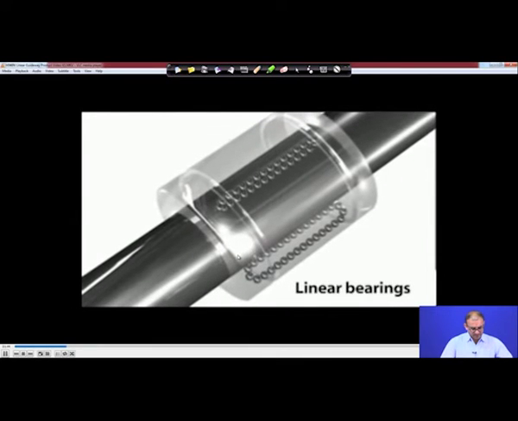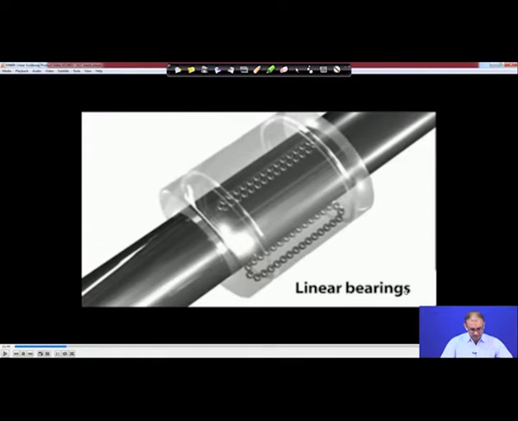So, initially the thought was that it could be used as a linear bearing. So, what is a linear bearing? A linear bearing has balls available, and this is the bush of that bearing, and this is the shaft. Here, the balls are actually moving in this particular direction, not onto this particular circular path.